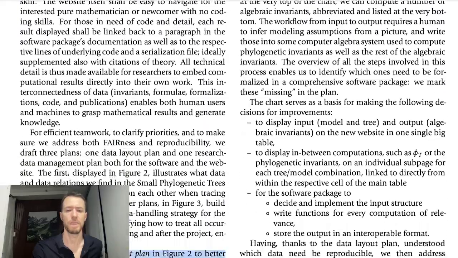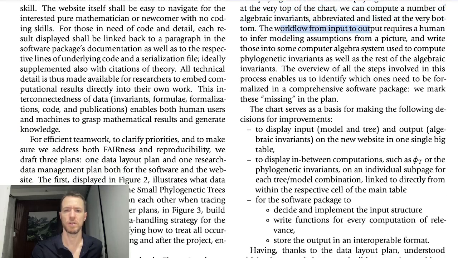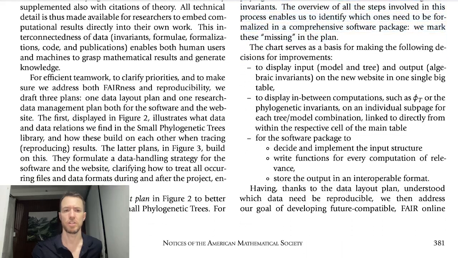The authors continue. For each phylogenetic tree and each phylogenetic model listed at the very top of the chart, we can compute a number of algebraic invariants abbreviated and listed at the very bottom. The workflow from input to output requires a human to infer modeling assumptions from a picture and write those into some computer algebra system used to compute phylogenetic invariants, as well as the rest of the algebraic invariants. The overview of all the steps involved in this process enables us to identify which ones need to be formalized in a comprehensive software package. We mark these missing in the plan. The chart serves as a basis for making the following decisions for improvements.